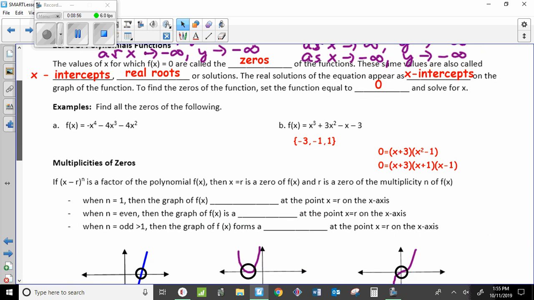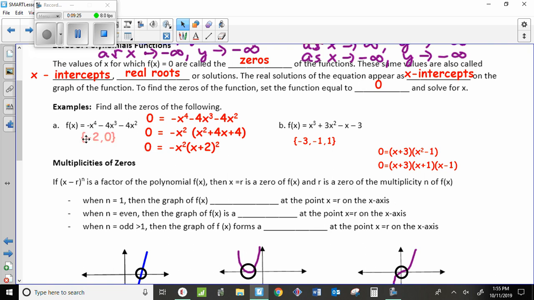If we have here a, which is f of x, equal to negative x to the fourth minus 4x cubed minus 4x squared, we set this equal to 0. And then we solve for the zeros of the function by factoring out negative x squared, and then factoring further, we can factor x squared plus 4x plus 4 into x plus 2 squared, and solving for x, we get the zeros negative 2 and 0.